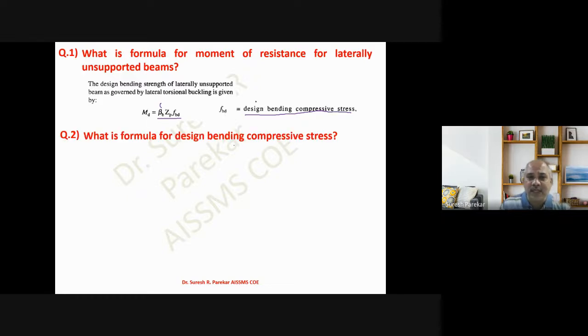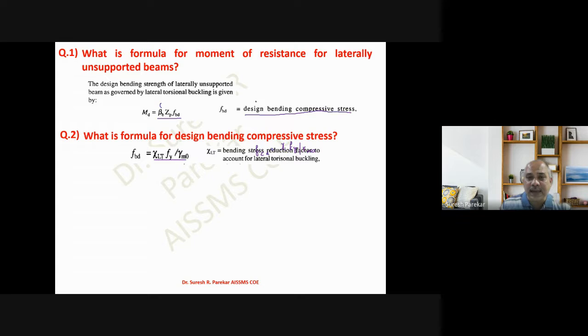What is formula for design bending compressive stress? Now we have XLT fy upon gamma m0. Now try to understand this. If we will go to fcd, then you have reduction factor into fy upon gamma m0. So in this flexural member, this LT comes over here, and that is the change actually. Otherwise, if we will compare the formula, then you will see the terms are near about same, or the formula is more or less same, in fcd and fbd.